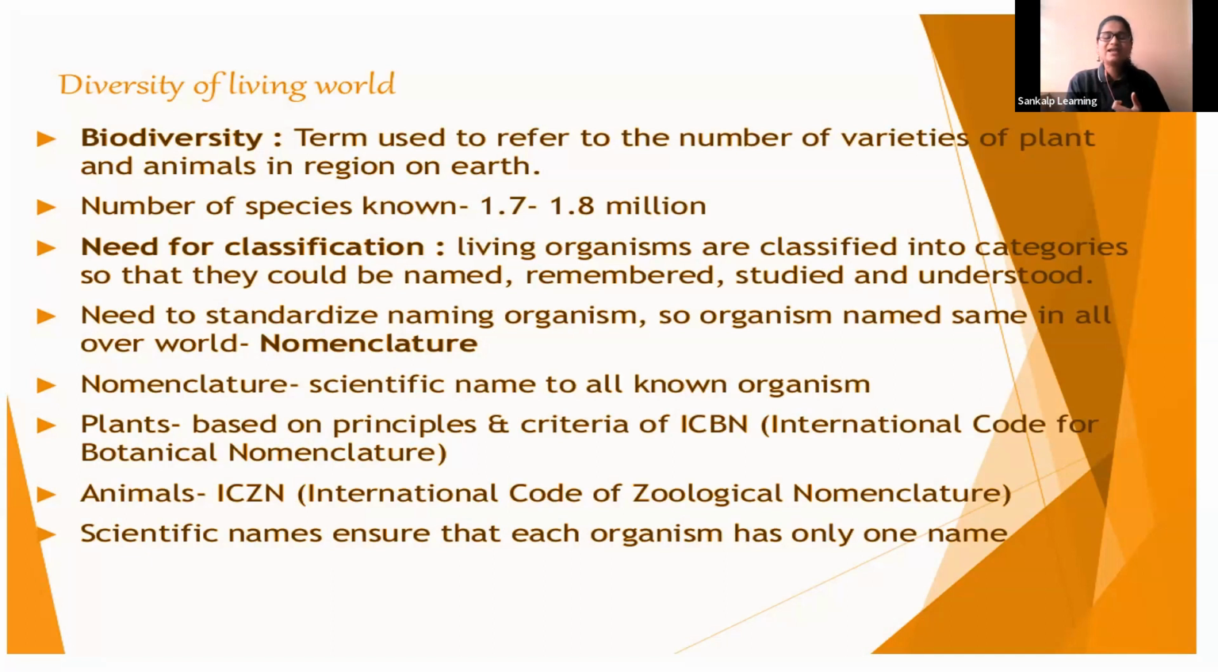So here, plants will be named based on the principles and rules framed by ICBN, International Code for Botanical Nomenclature. Same way, animals are named on the rules and principles given by ICZN, International Code of Zoological Nomenclature. International Code for Botanical Nomenclature, International Code for Zoological Nomenclature. Next we have here.